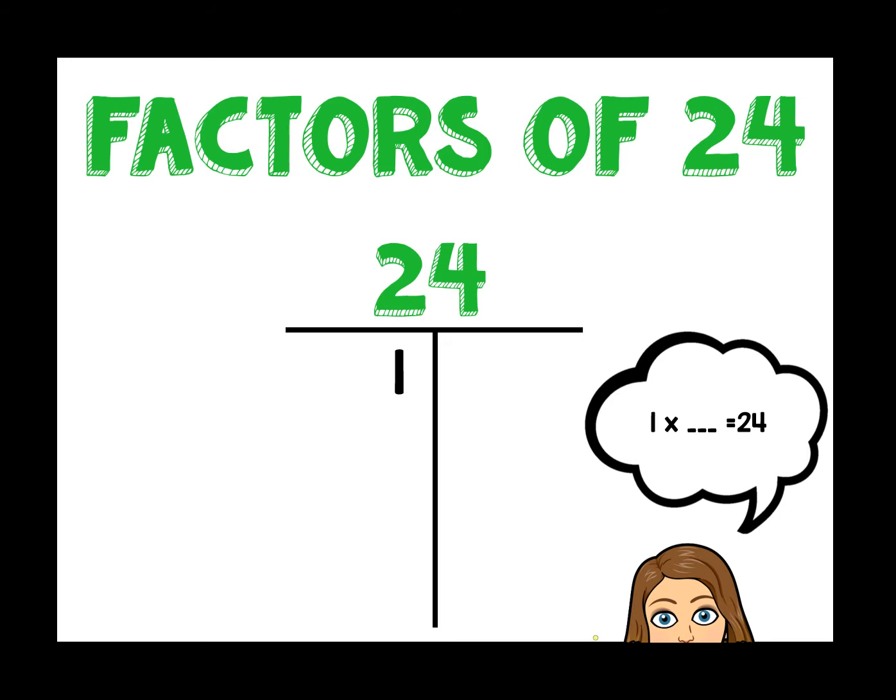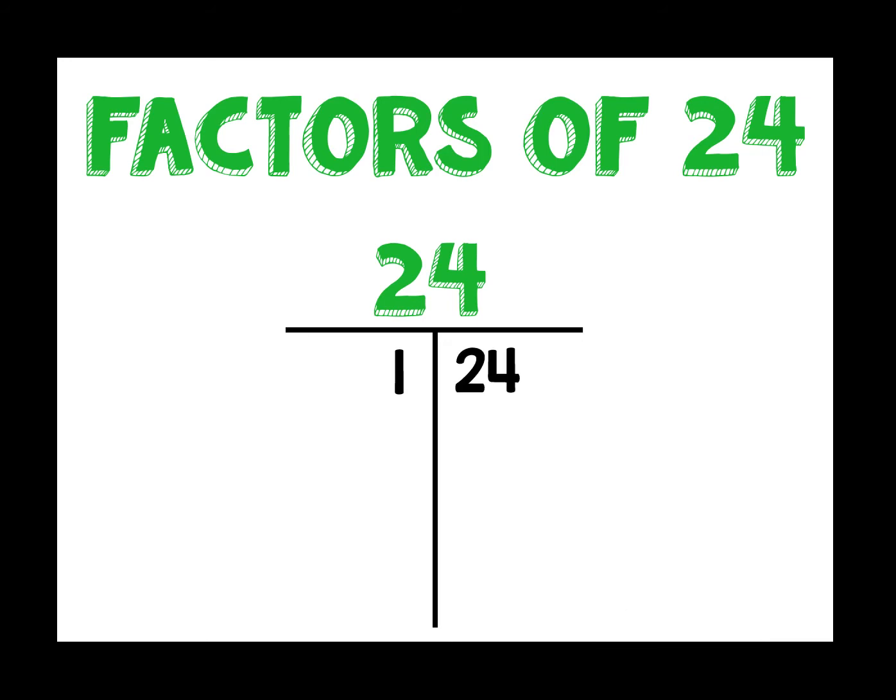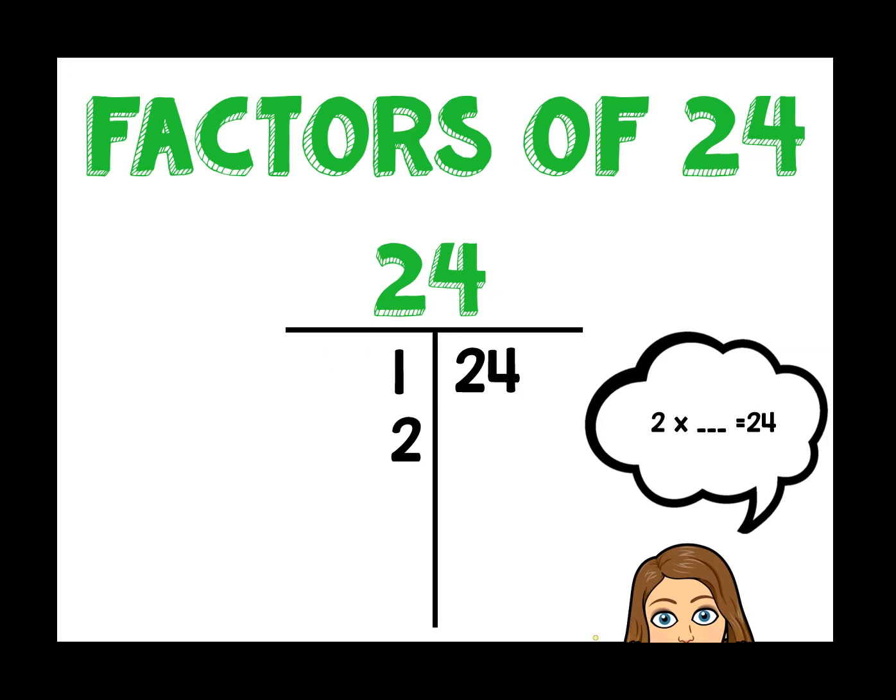Let's find the factors of 24, starting with 1. We know any number times 1 equals itself, so 1 times 24 equals 24. 1 and 24 make a factor pair. Let's move to the number 2. We know 24 is even, so it has to be divisible by 2. 2 times 12 equals 24.